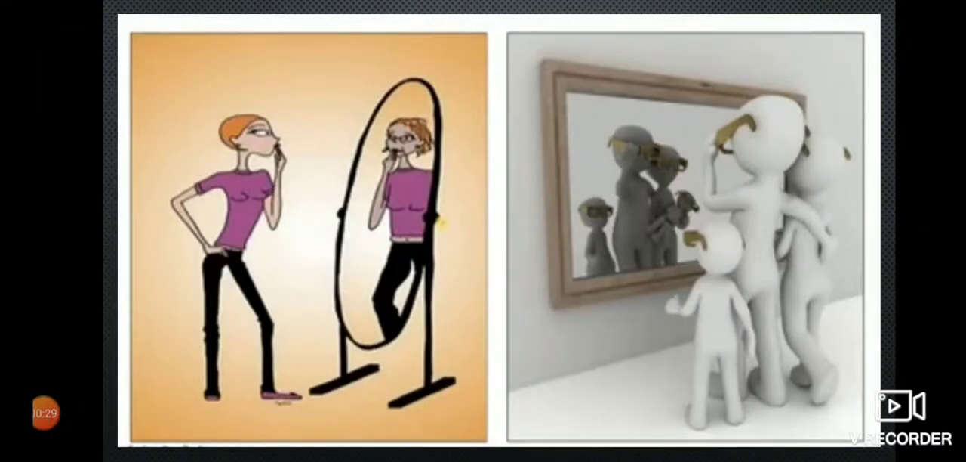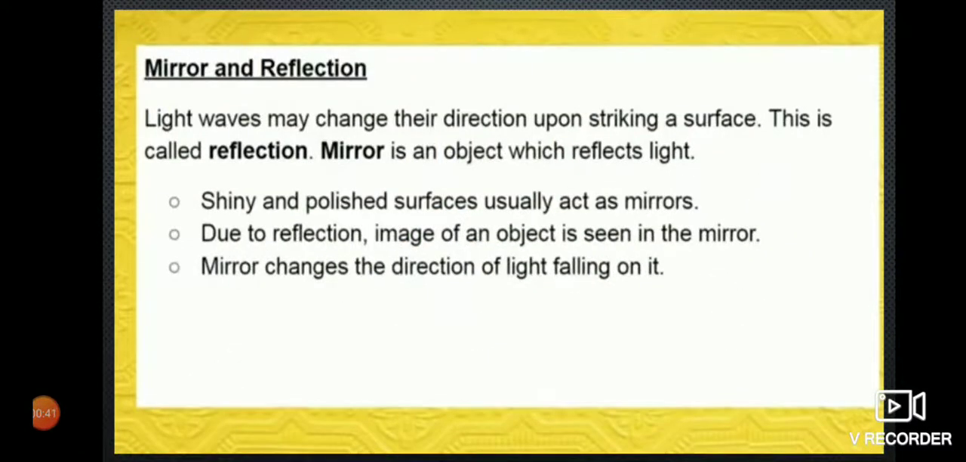We all use mirrors at home, isn't it? You look into the mirror and see your own face inside the mirror. Light waves may change their direction upon striking a surface. This is called reflection. Mirror is an object which reflects light. Shiny and polished surfaces usually act as mirrors. Due to reflection, image of an object is seen in the mirror. Mirror changes the direction of light falling on it.